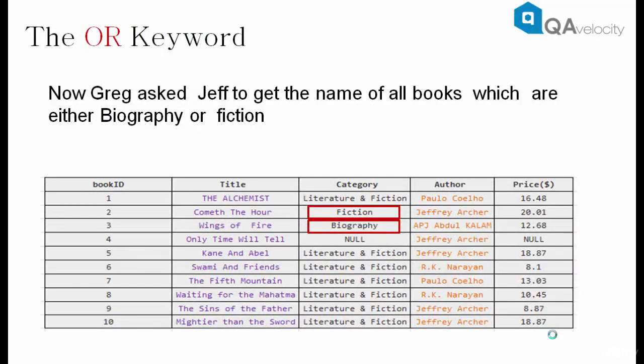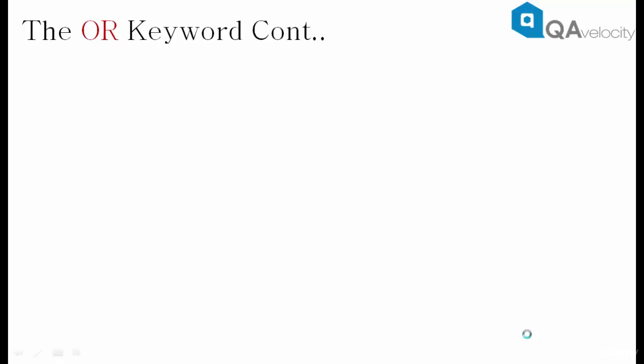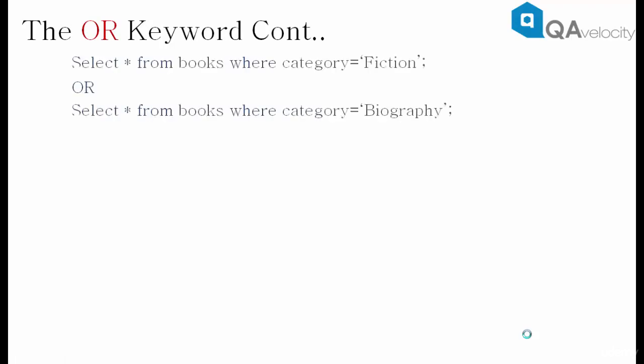So one day, Greg asked Jeff to get the name of all books which are either biography or fiction. Now Jeff knows how to combine queries using AND operator. But using AND means both the conditions must match to return the result. But here in Greg's case, he needs data if any of the conditions matches, either fiction or biography. Jeff doesn't know what to do, and for the time being he decided to write two different queries. Select star from books where category equal to fiction and select star from books where category equal to biography.